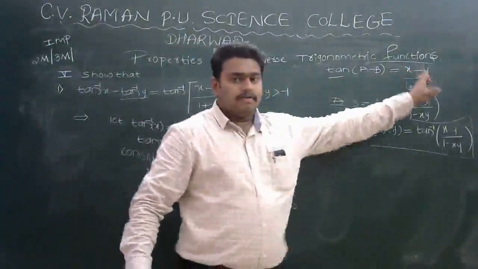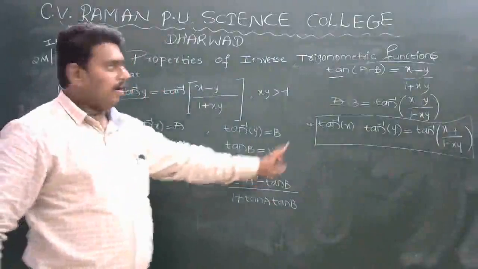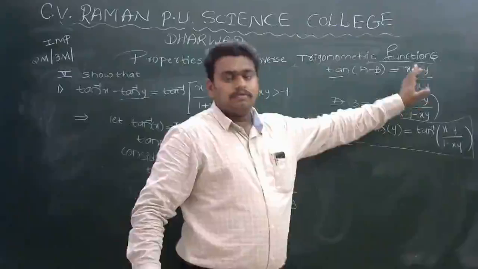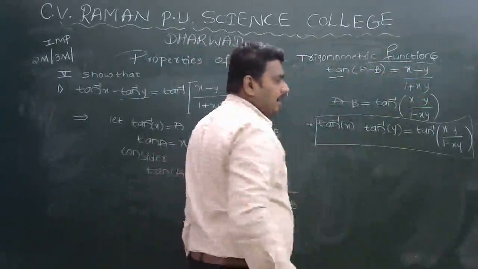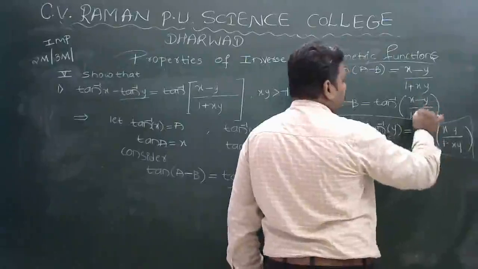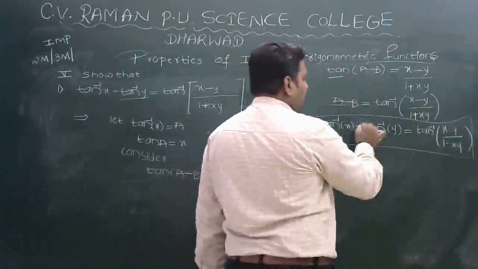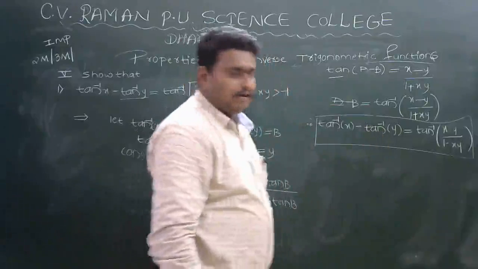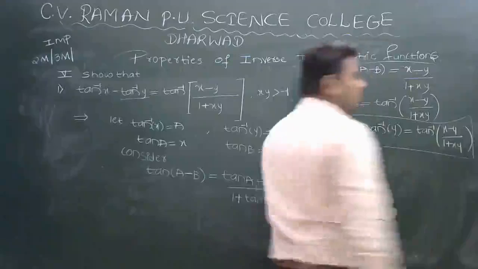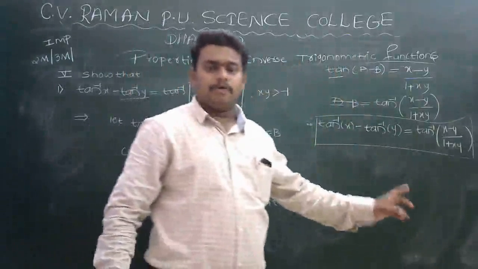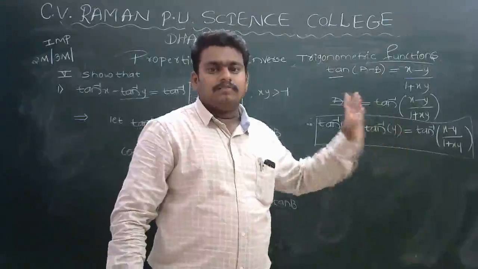x minus y whole divided by 1 plus tan a into tan b. That is nothing but x into y, 1 plus x into y. So for a minus b, when tan shifts to the other side, tan inverse of (x minus y) whole divided by 1 plus xy. Therefore, what is the value of a? Tan inverse of x. And the value of b? Tan inverse of y. So tan inverse of x minus tan inverse of y equals tan inverse of (x minus y) whole divided by 1 plus xy. Even this result is also very important. Got it? When we solve the examples, we are going to use these property results.